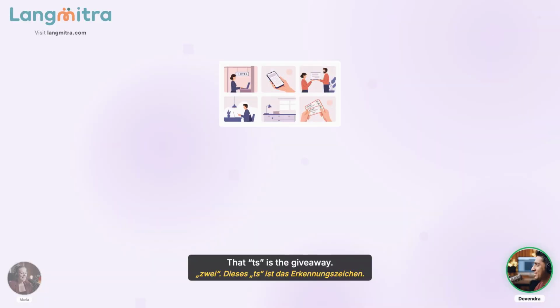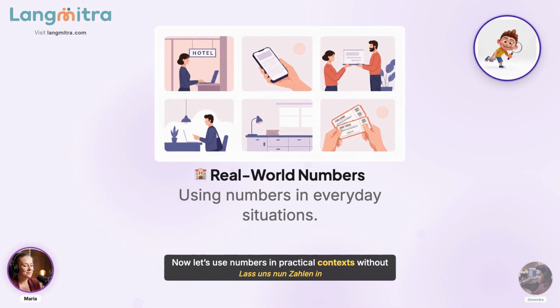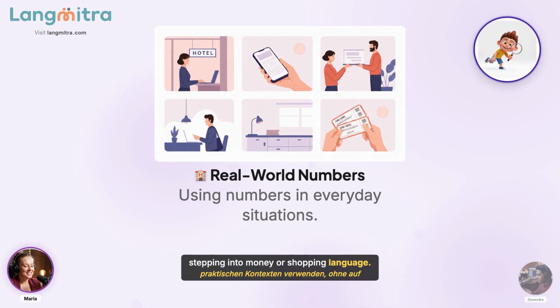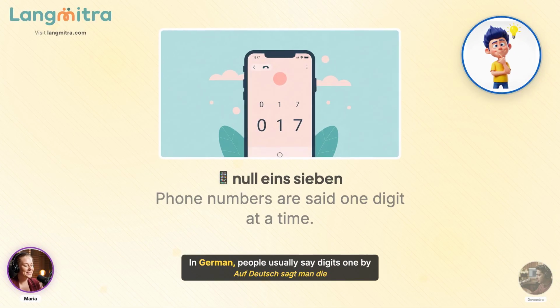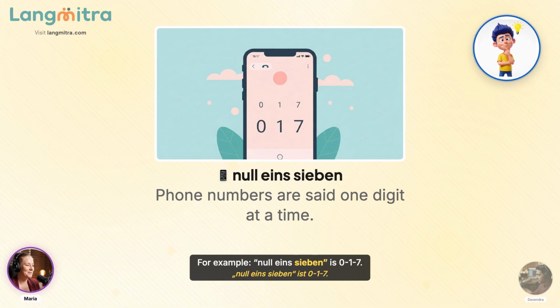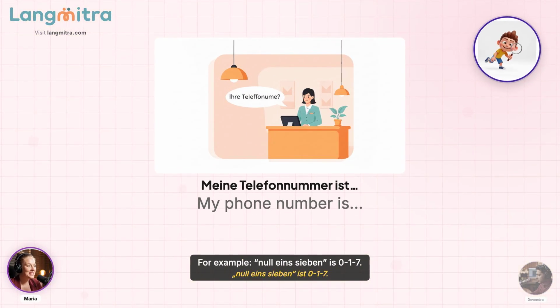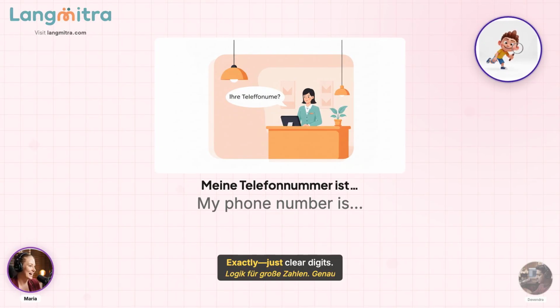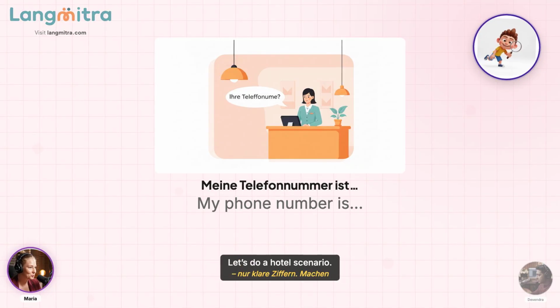That is the giveaway. Now let's use numbers in practical contexts, without stepping into money or shopping language. First, phone numbers. In German, people usually say digits one by one. For example, 0, 1, 7 is 0, 1, 7. So I don't need big numbers yet. Exactly, just clear digits. Let's do a hotel scenario.